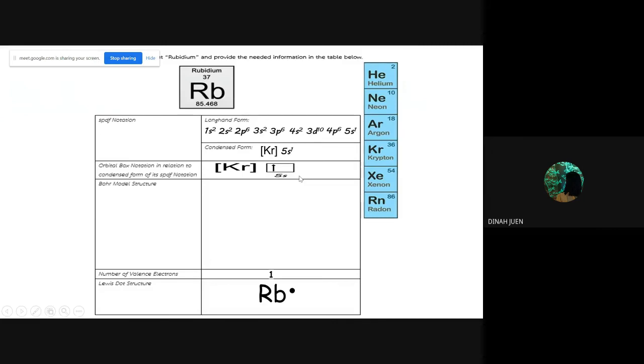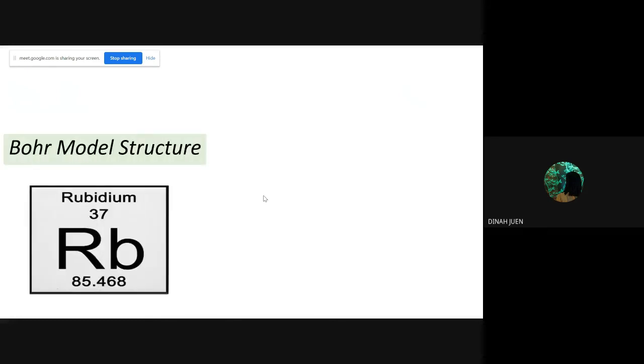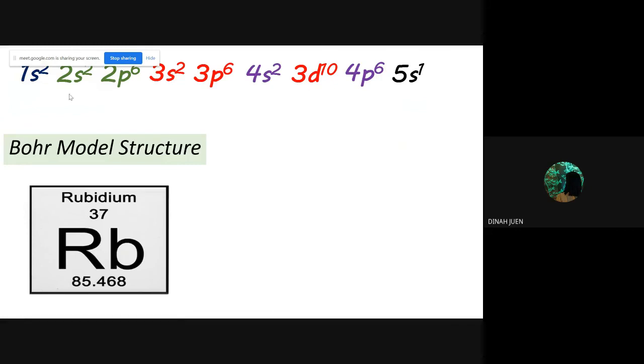Now, the last one that you need to do, which will consume a lot of time because you need to draw and create the structure, is the Bohr model. So we will write again here the longhand form SPDF notation of this element, and I decided to put a distinct color for each level so that you will not be confused, because some of the students, when I roamed around, were confused.